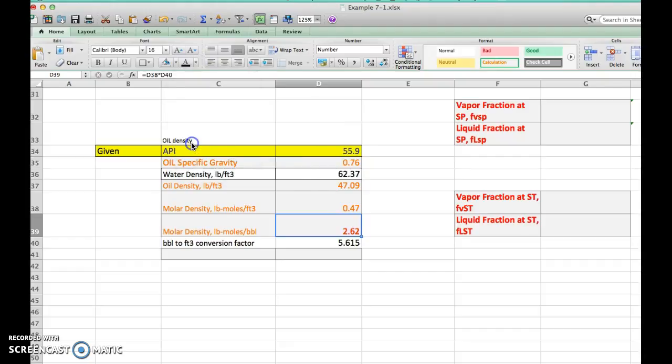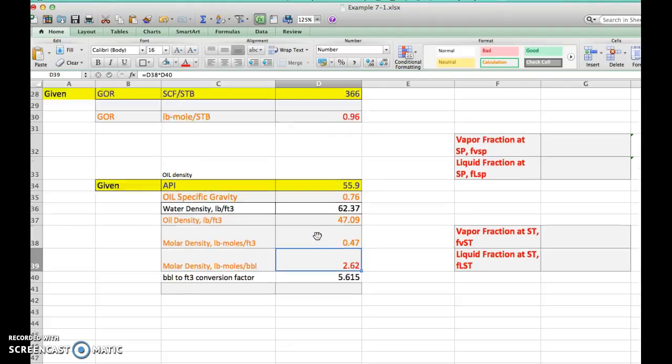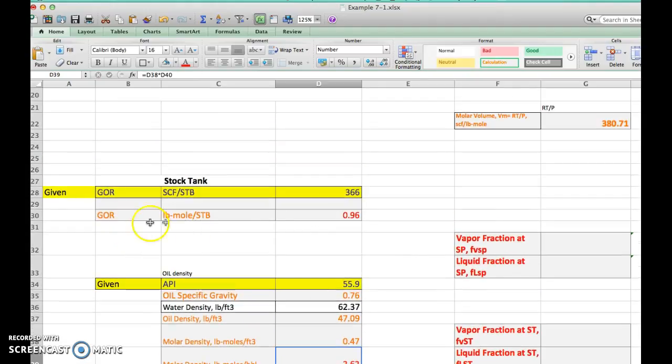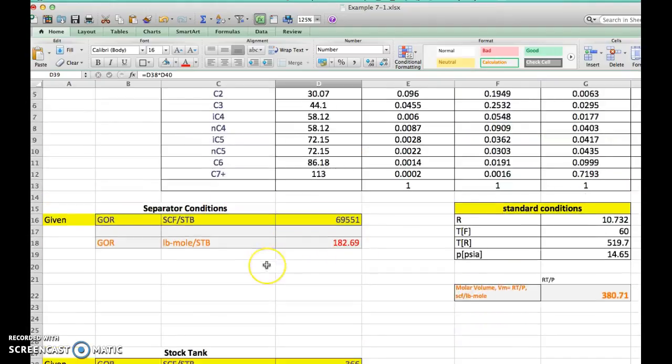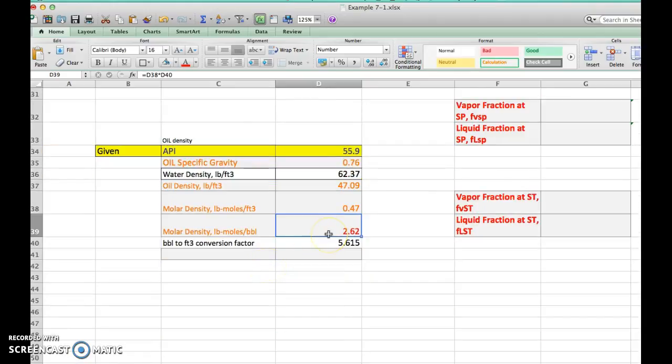I'm going to change the color. This is number of moles per 1 STB of oil in a stock tank. So far I have number of moles of the gas at stock tank, number of moles of gas at separator, and number of moles of oil in stock tank, per 1 STB production.